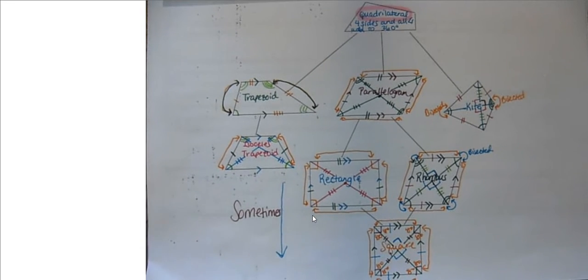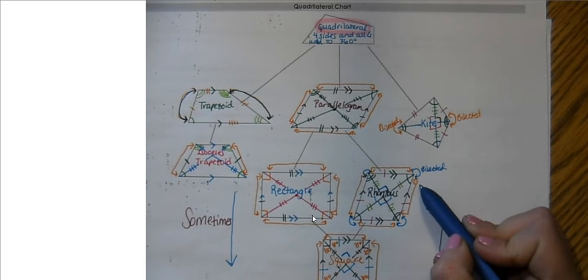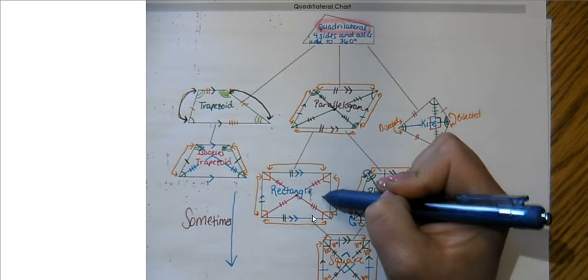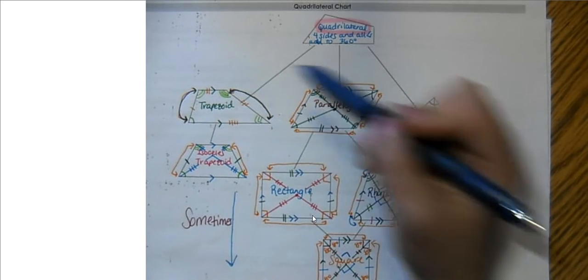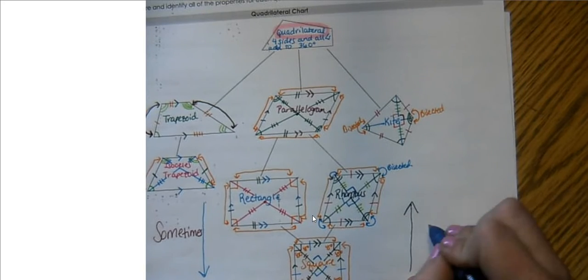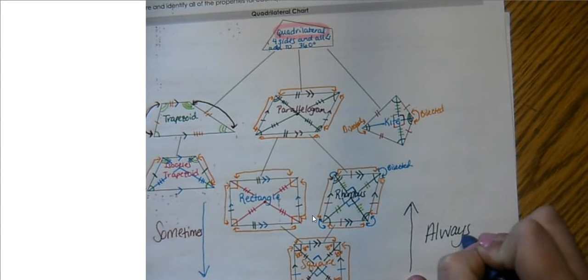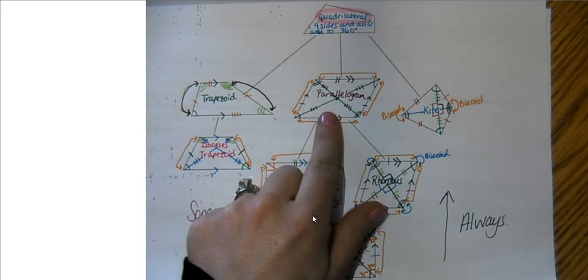But as you go up the chart, a square is always a rhombus. A rectangle is always a parallelogram. An isosceles trapezoid is always a trapezoid. A kite is always a quadrilateral. As you go up the chart, these are always statements. So I just want to make sure that I emphasize that. The never happens when there's a disconnect. A parallelogram will never be a trapezoid, and it will never be a kite. There is no connection. They will never be those.